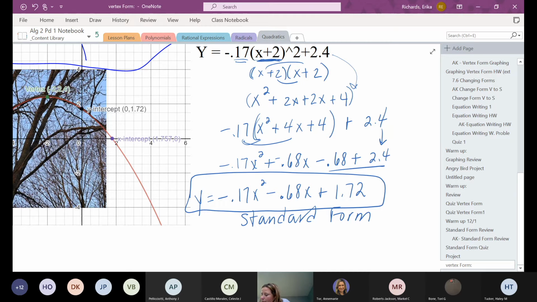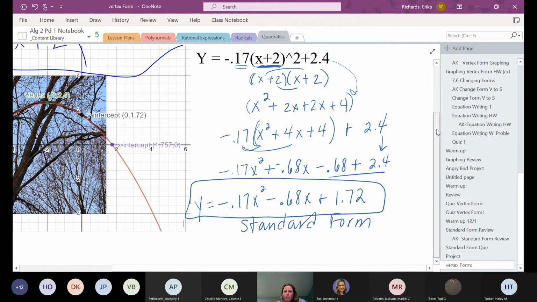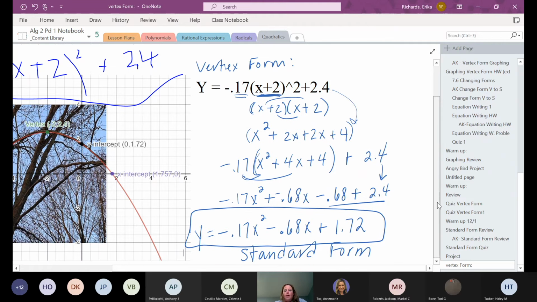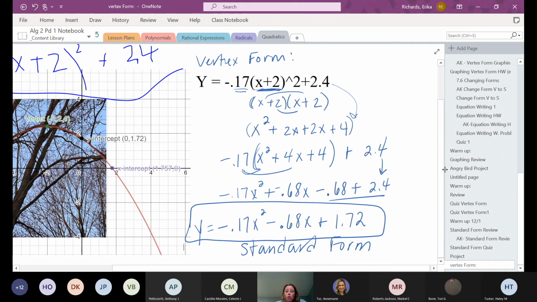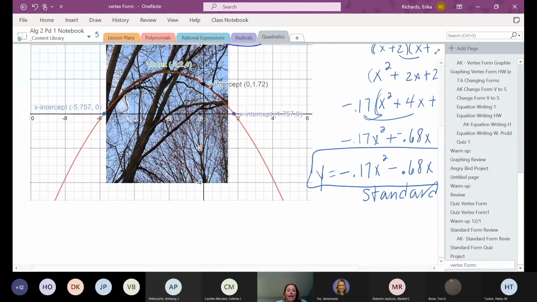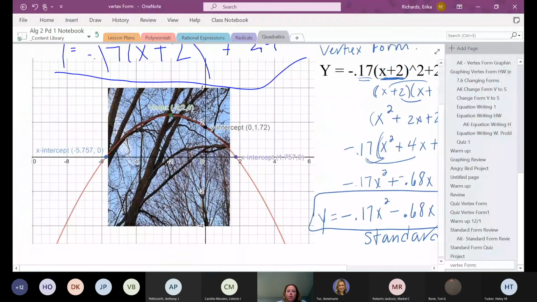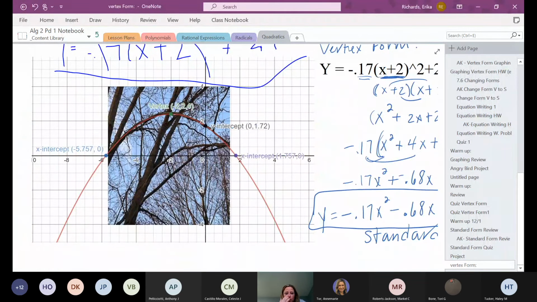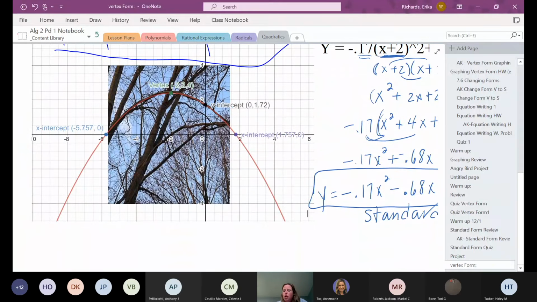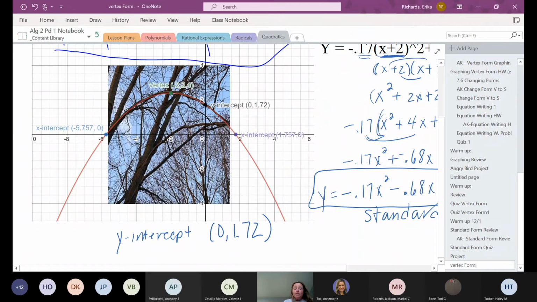And then plus 1.72. So I showed you how to do it from one form to the other. The last thing you would need is to label these again, if you wanted to. If they're nicely labeled on the graph, you don't have to. If you didn't put all the stuff, then I need to know that your y-intercept is at 0, 1.72. If it is as nicely labeled as mine and I can see it, I'm fine.